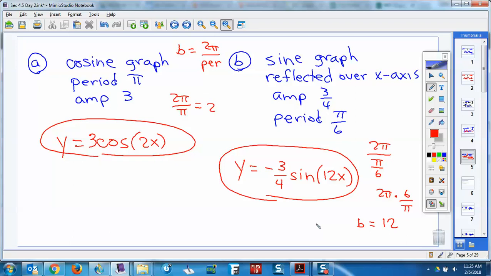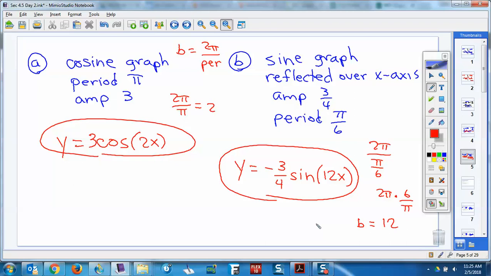So there must have been a 2 here. And then 3 goes there. So 2 pi divided by pi over 6 would be 2 pi times 6 over pi. The pi's cancel, you get 12. The 3/4 is the amplitude. Notice I didn't say the amplitude was negative 3/4. We always say positive for amplitude. The negative is a flip.